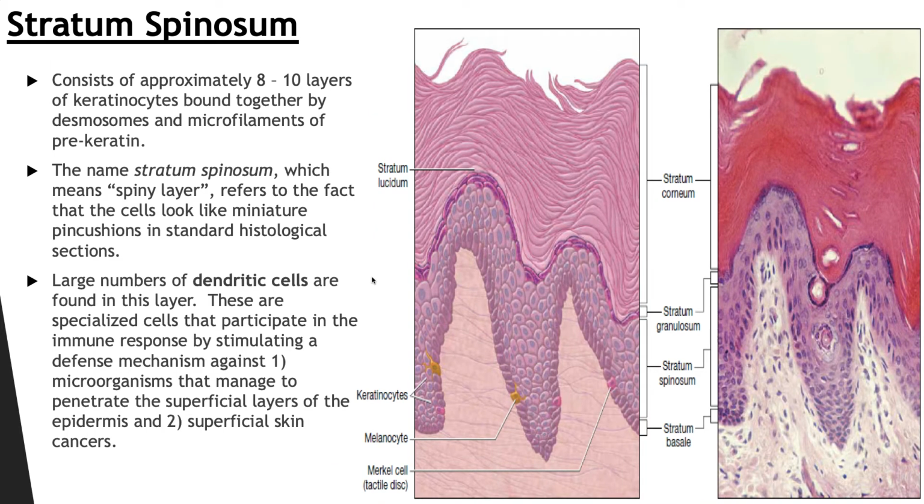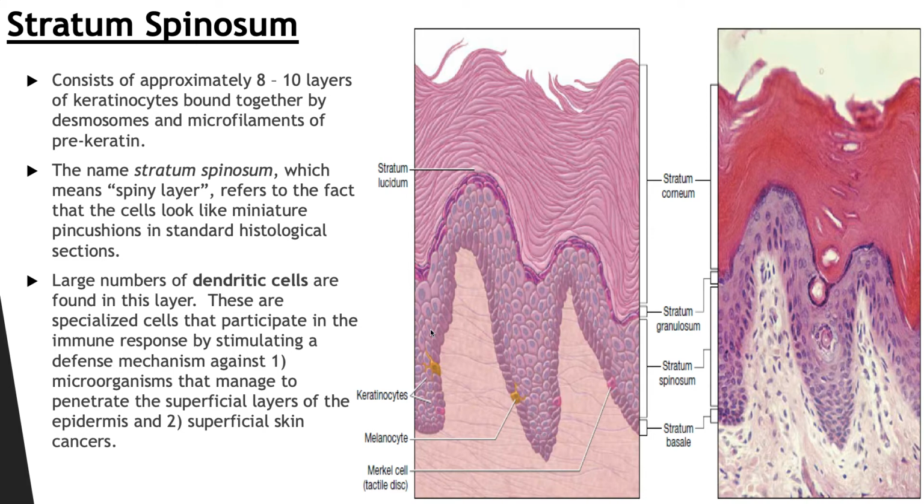Moving on to the fourth layer, the stratum spinosum has about 8 to 10 layers of keratinocytes that are bound together again by desmosomes and microfilaments. Okay, the name stratum spinosum means the spiny layer, and it refers to the fact that the cells kind of look like miniature pin cushions in histological sections. So when you see this in histology in the integument unit in lab, they're going to look a little spiky. Again, you can kind of see how that looks here.